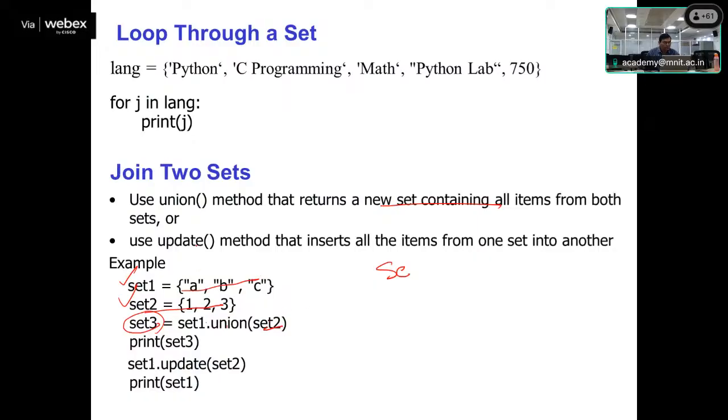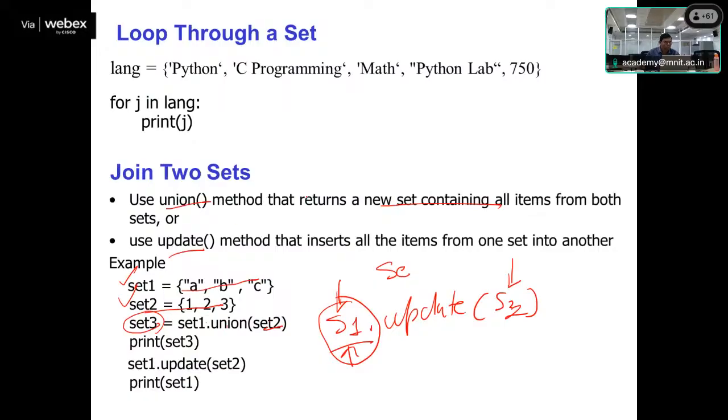If we use update, say s1 dot update s2, then in this method s1 is going to be updated with the content of s2, so the original content of s1 is going to be modified, whereas the original content of s2 remains the same. So this is the use of union and update. So this difference we should note down.